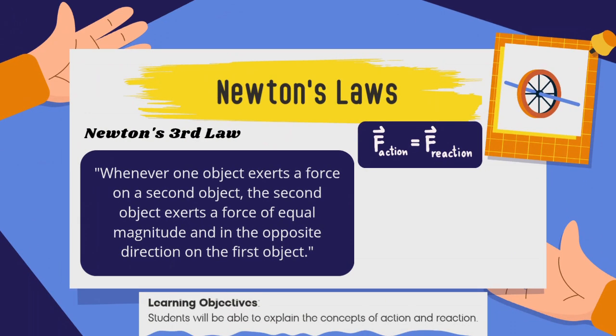Now, we will discuss Newton's third law. The statement of Newton's third law is whenever one object exerts a force on a second object, the second object exerts a force of equal magnitude and in the opposite direction on the first object. This means that every action has an equal and opposite reaction. Action and reaction forces always occur in pairs and act on different objects. The learning objective is that students will be able to explain the concept of action and reaction.